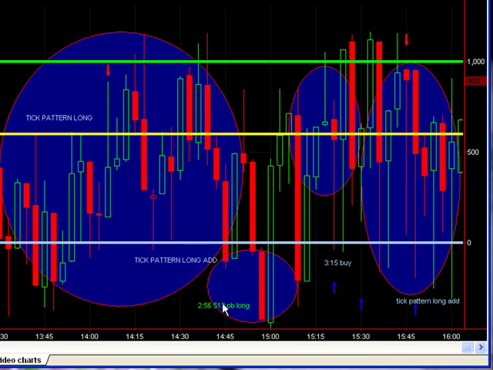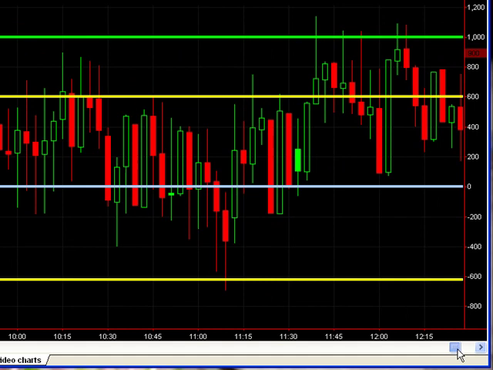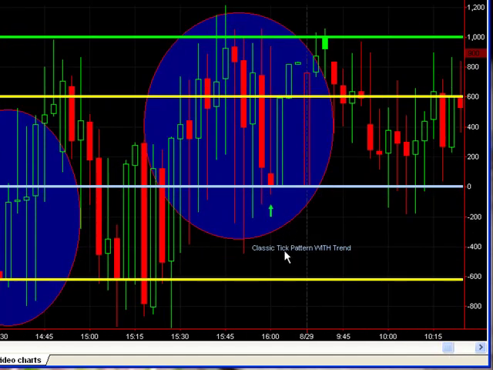Now, the first thing I want to show you is the definition of a tick pattern, which the clearest example I can give you is right here. Classic tick pattern with the trend. Okay, this is Friday at the close. On the close, we were moving into new higher highs, and the market had pulled back to zero tick.